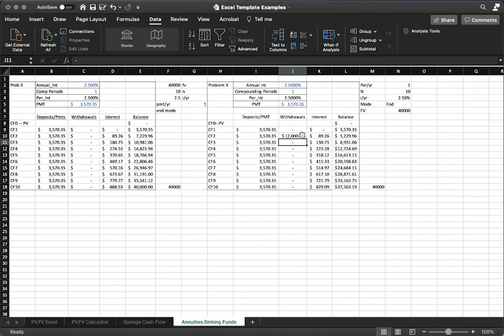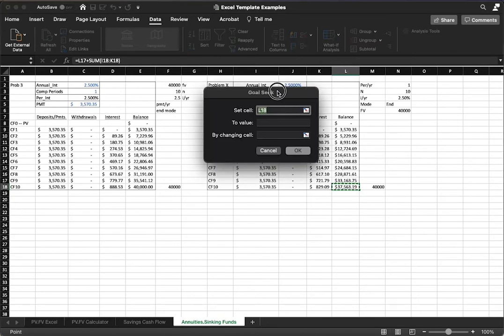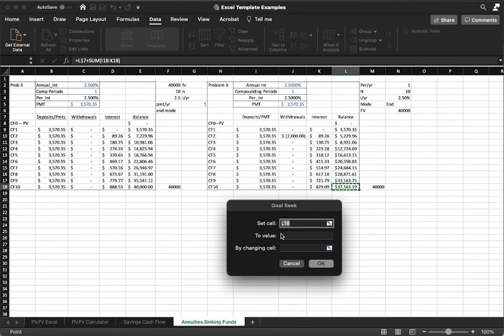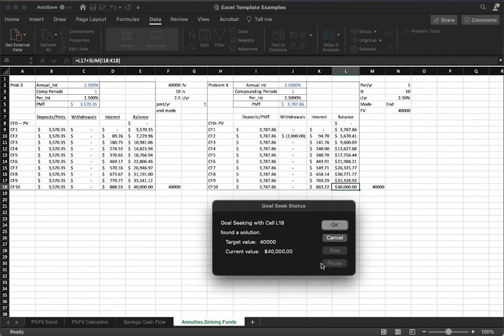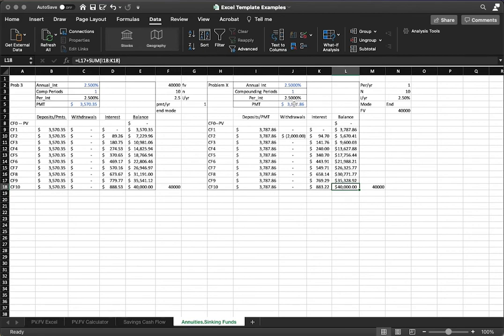And now if we wanted to come back and get that 40,000, we could hit goal-seek again. So let's see how adding that $2,000 changed things up. L18, $40,000. And then we're going to come by changing payment cell. We'll hit OK. And it redid the calculation for us. And now we can see that our payment amount adjusted for us. So pretty cool way about going about this with using a cash flow schedule for a sinking fund or an annuity.